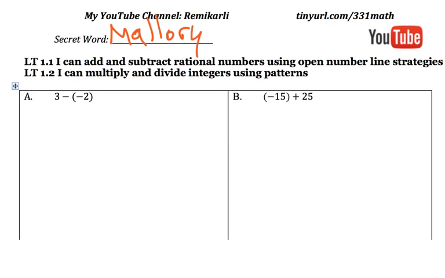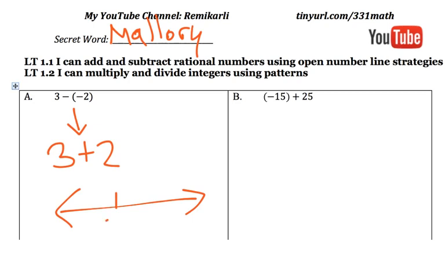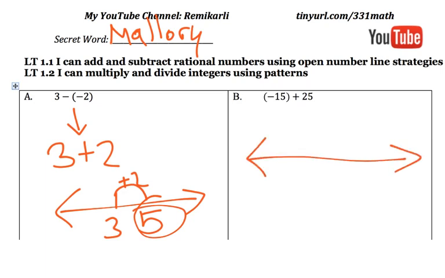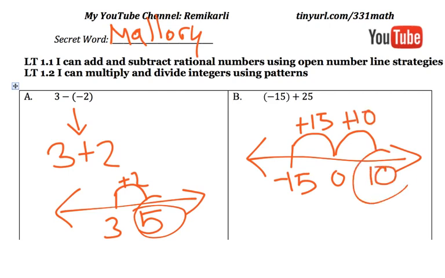So for letter A, we're just going to rewrite the problem into 3 plus 2, and then when we show that on an open number line, we get 5. For letter B, I'm going to start off on an open number line. We're going to start off at negative 15. Then we're going to add 15 to get 0. And then we're going to add 10, which is the rest. And we're going to get positive 10.